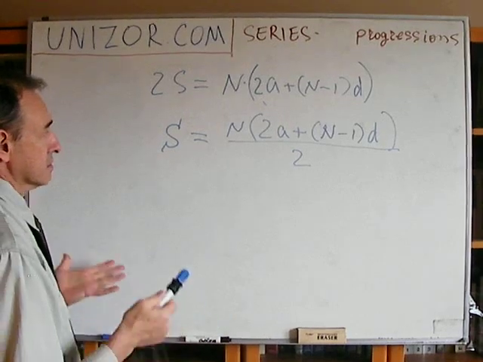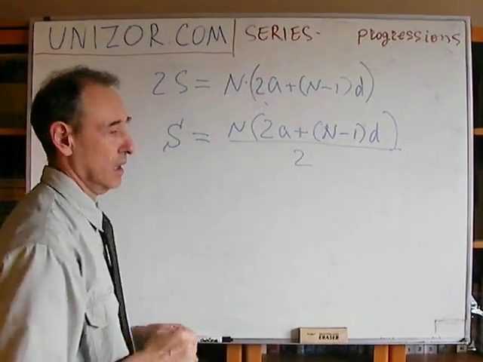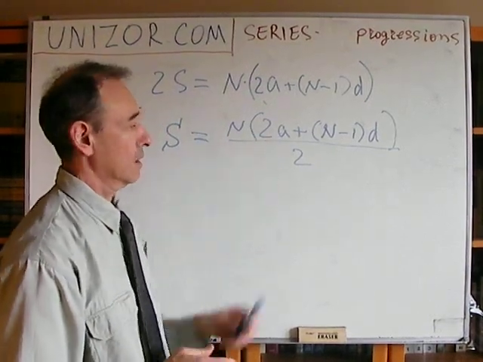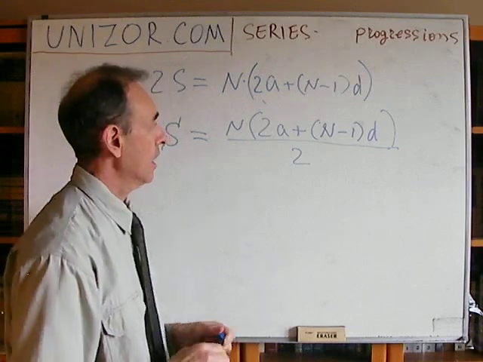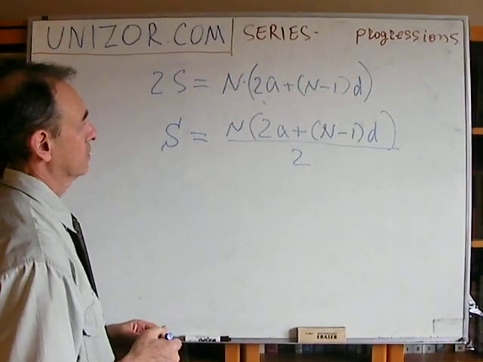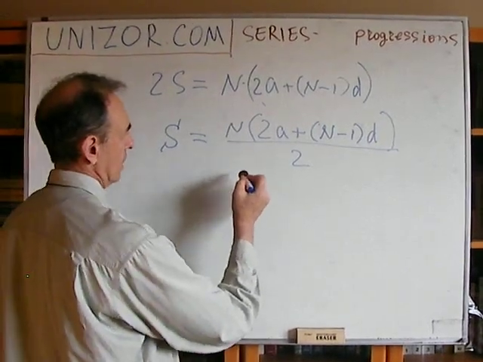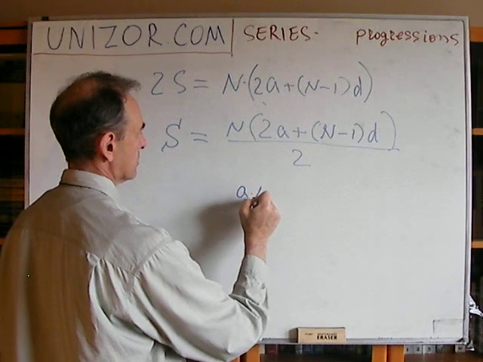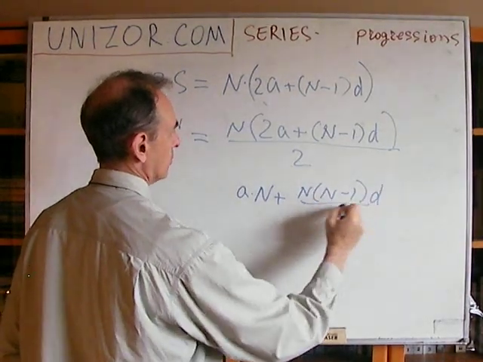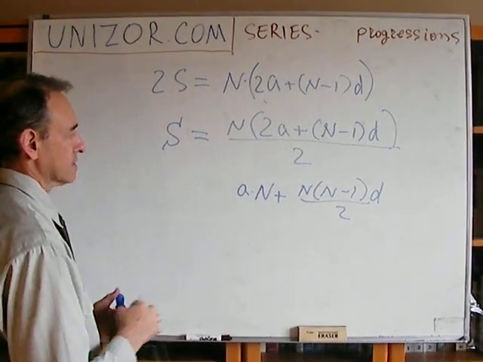So, this is a generalized formula for the sum of the first n elements of an arithmetic progression with the first member a and the difference d. Well, can it be simplified somehow? Yeah, I guess it can, but I don't think it matters. You can divide this by 2, so it will be a times n plus n times (n minus 1) d divided by 2. Doesn't really matter. Whatever way you write it, you will get exactly the same result.